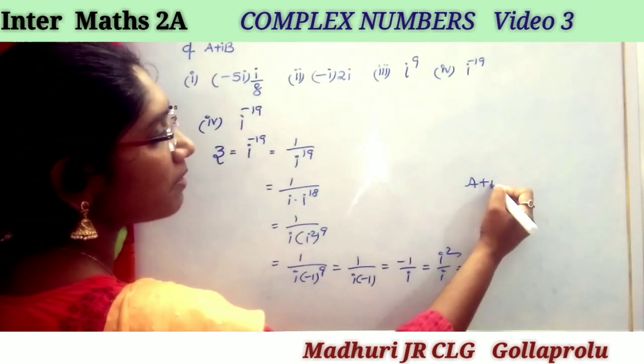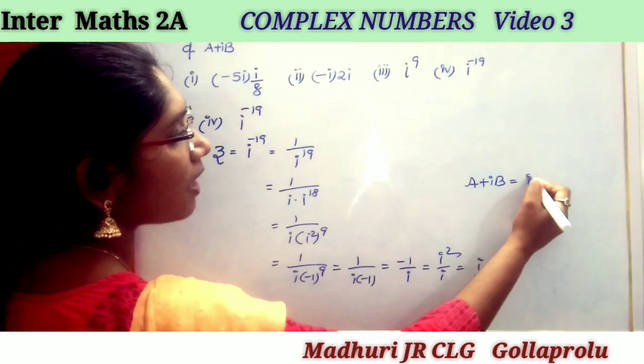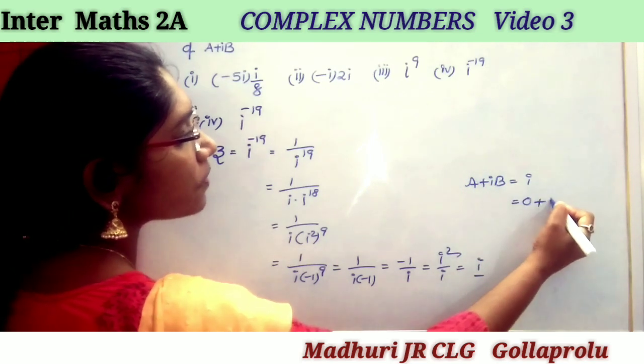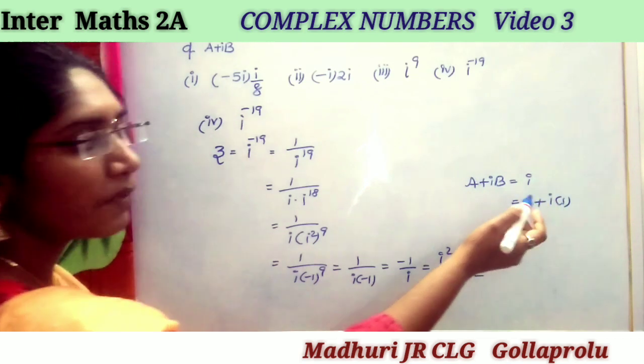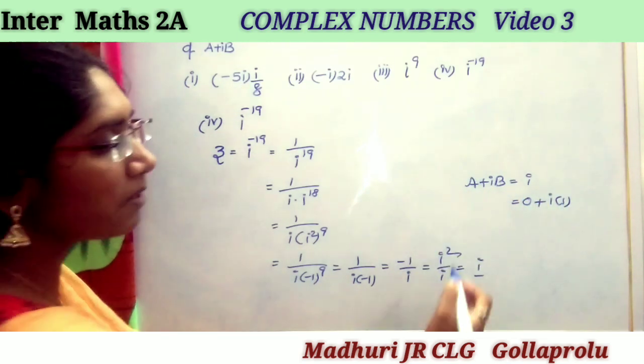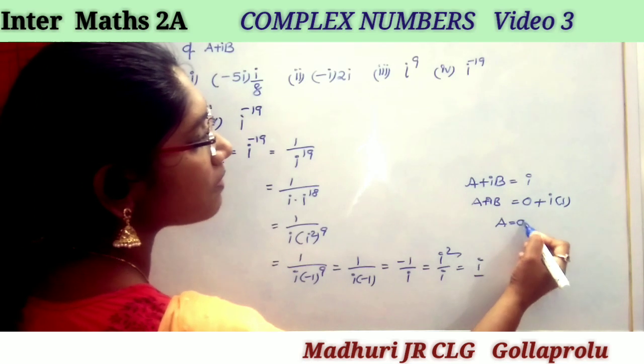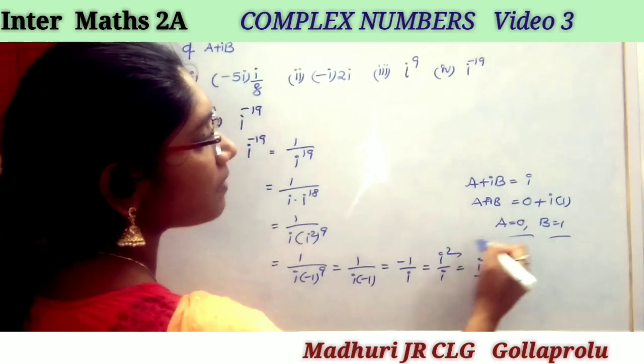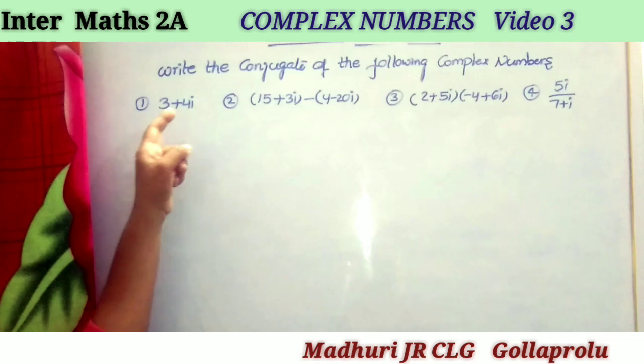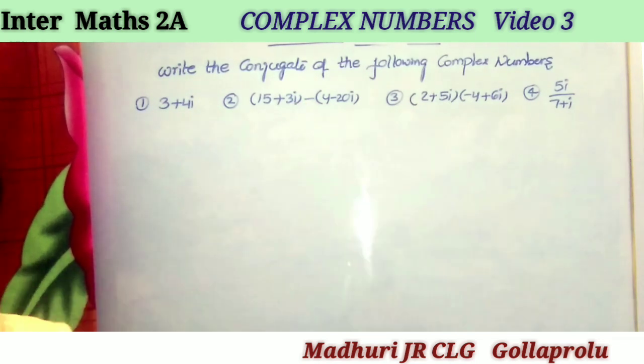That is, a plus ib is equal to i, and this is equal to 0 plus i into 1. Okay, the notation of i is equal to 0 plus i into 1. Now what are the values of a comma b here? Therefore, a is equal to 0 and b is equal to 1. Okay, that's all.